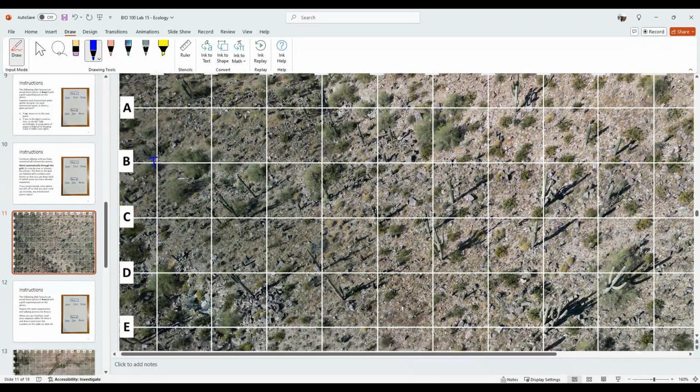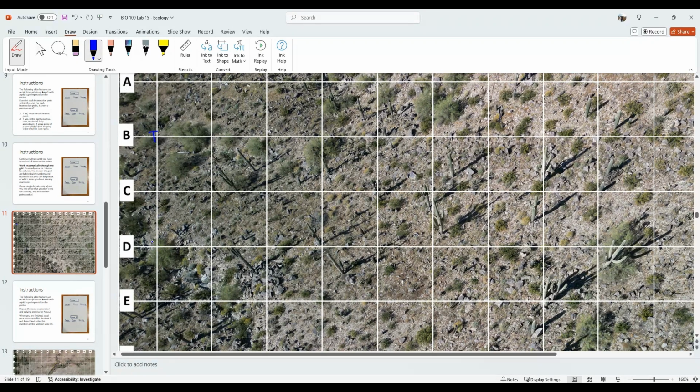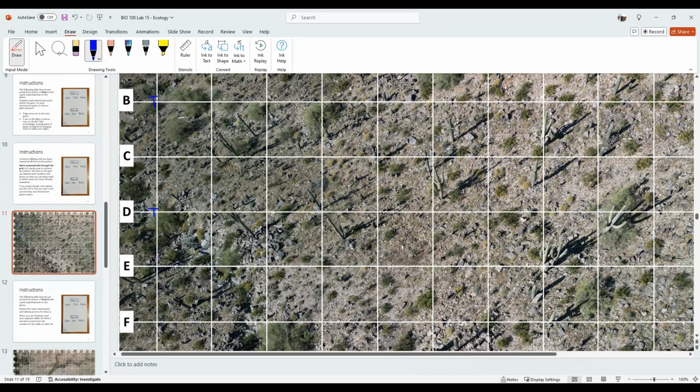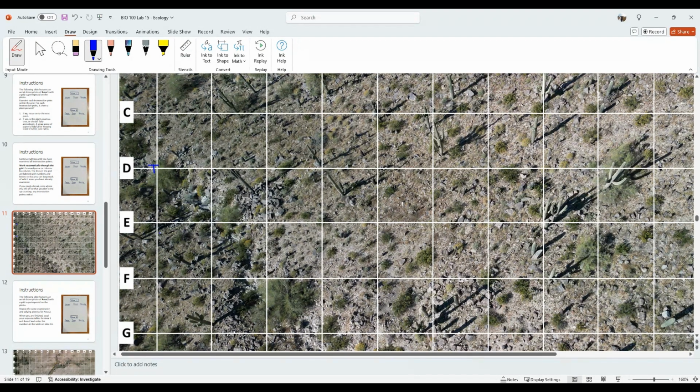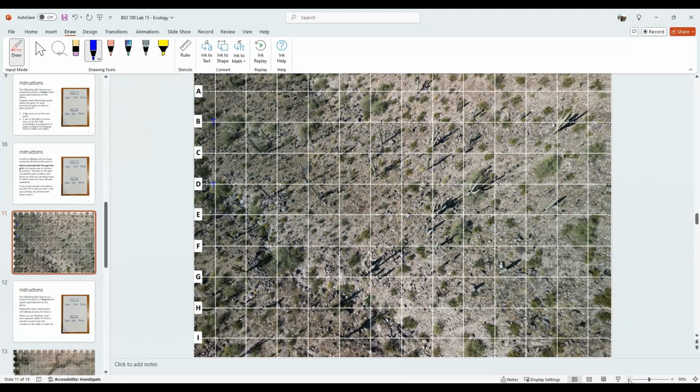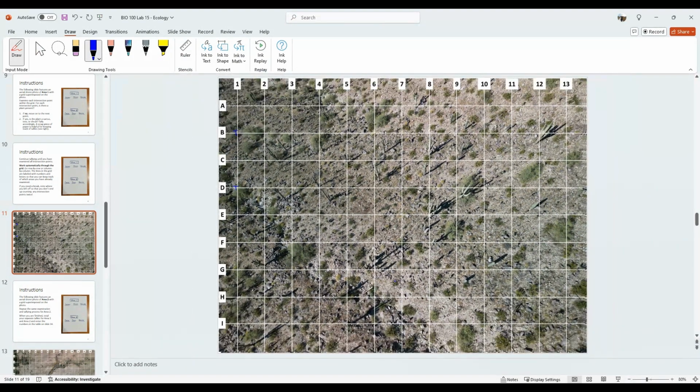I don't see anything there. D1, okay, I see another Palo Verde tree, so I'm going to mark a tree here. And you keep going that way, tallying whether you see a tree, shrub, or cactus under each point until you have covered each of the grid points on this image right here.